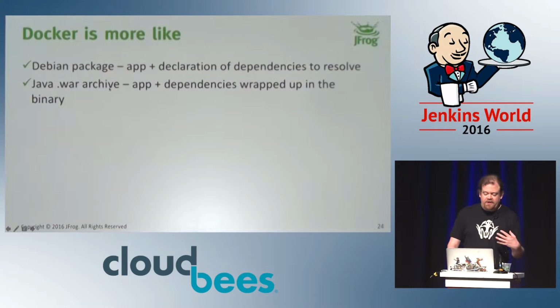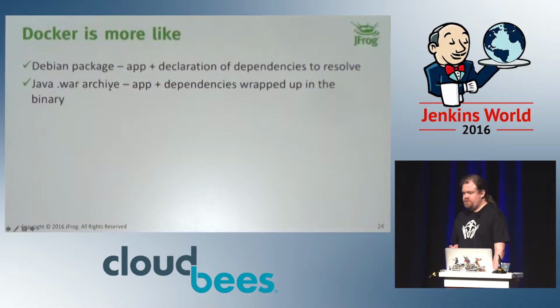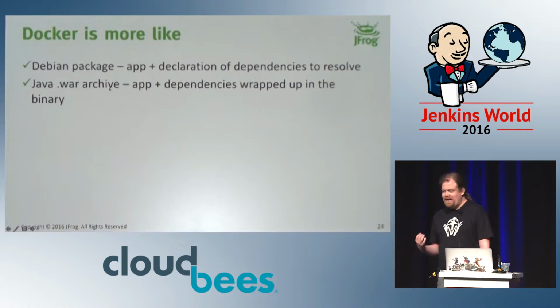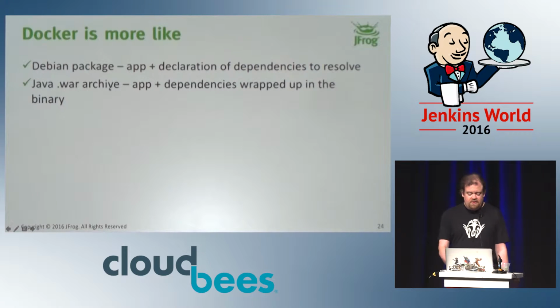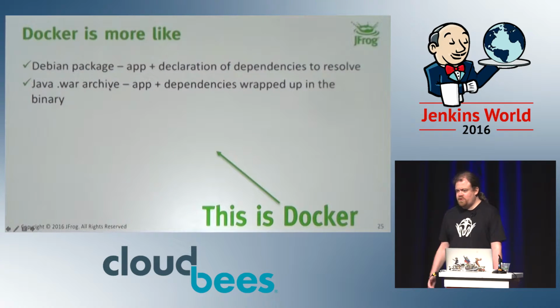And so a Debian package is like many other installers, right? It contains an app I'm installing and a declaration of the dependencies I'm going to resolve. A WAR archive, on the other hand, has the app I'm installing, but all of the dependencies for that WAR file are typically wrapped up inside the WAR file. And in fact, this is what Docker is.